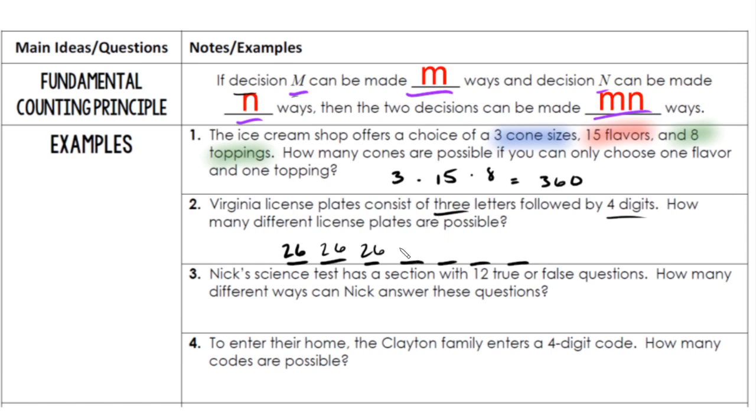Then for the next ones, we have digits, which are 0, 1, 2, 3, 4, 5, 6, 7, 8, and 9. So that's 10 digits. 10 digits, 10 digits, 10 digits. They can be reused. So you multiply all of these together, and you get your total number of license plates. And this should look a lot more familiar to us. We have 175,760,000.